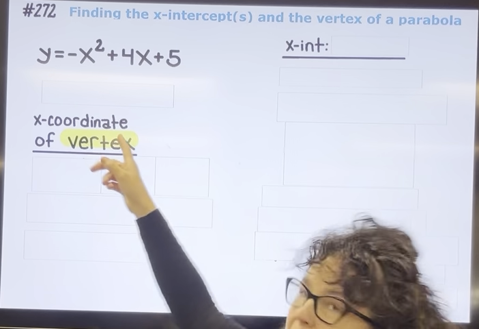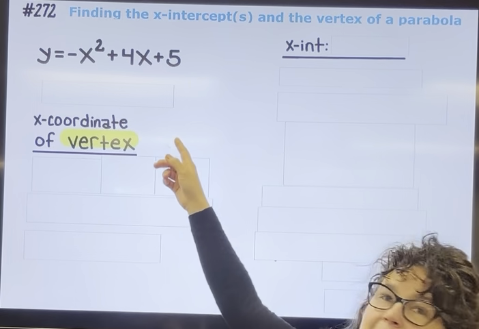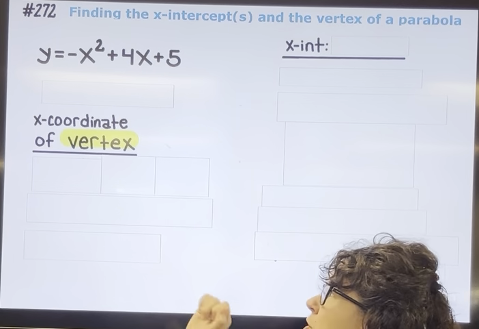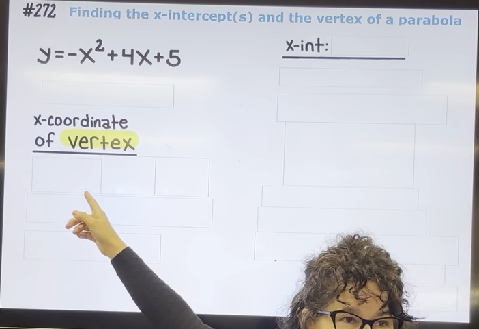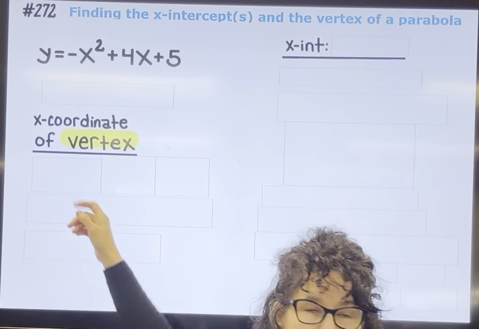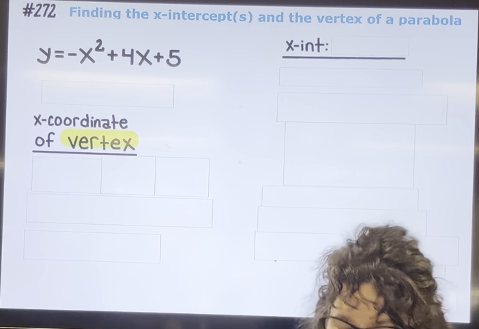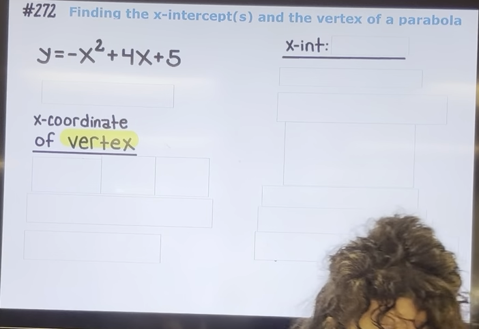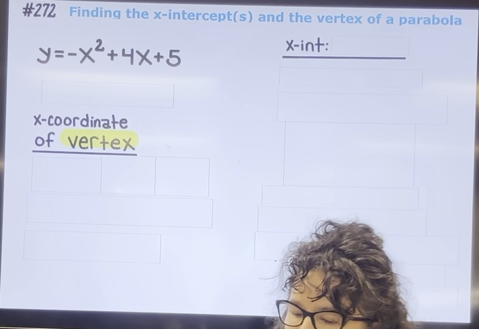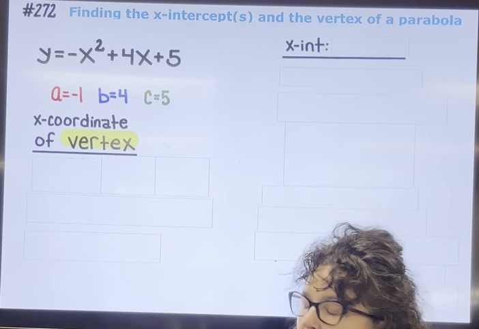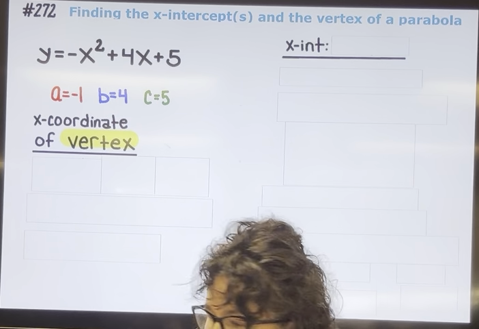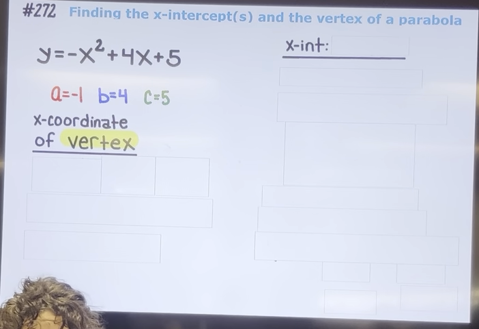We have the equation of a quadratic written in standard form, and ultimately we want to find the vertex of the parabola and then also any x-intercepts. To find the vertex, one of the ways is to use a formula, and to use the formula we need to identify a, b, and c.